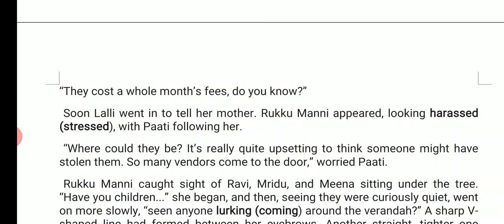Rukmini caught sight of Ravi, Indu and Meena sitting under the tree. So now Rukmini started looking at all three children who were sitting under the tree. "Have you children?" she began, and then seeing they were curious, went on more slowly, "seen anyone lurking around the veranda?" So now what happened? When Rukmini saw these children, she was about to ask them in a very rough manner, in an angry mood, about the chappals. But she stopped, only saying, "Have you children?" And she started going around the veranda and searching.